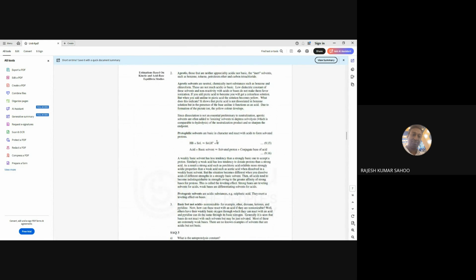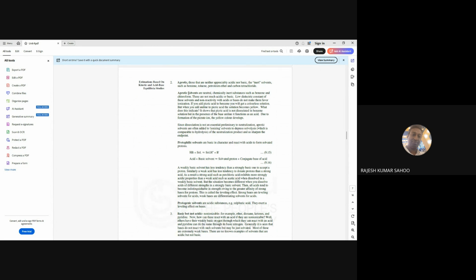For protophilic solvents and protogenic solvents, you only have to remember the definitions. See, here definitions are there. Aprotic means these are neither appreciably acidic nor basic. The inert solvents, sometimes called benzene, toluene, petroleum ether, carbon tetrachloride, are called aprotic solvents. Aprotic solvents are neutral, chemically inert. Benzene and chloroform are also used as aprotic solvents.